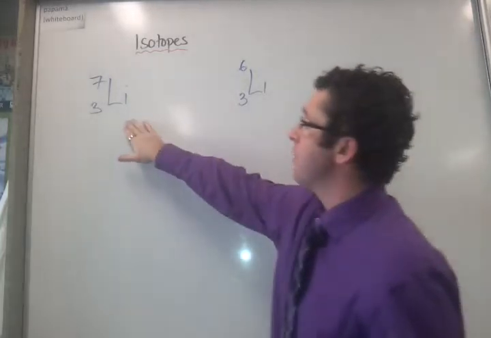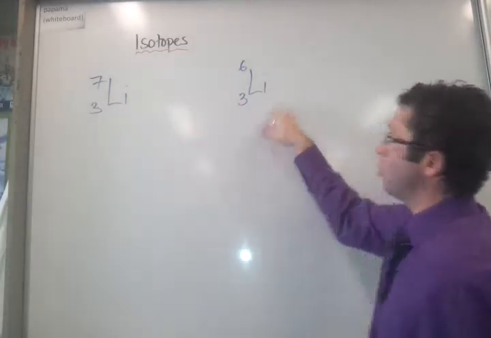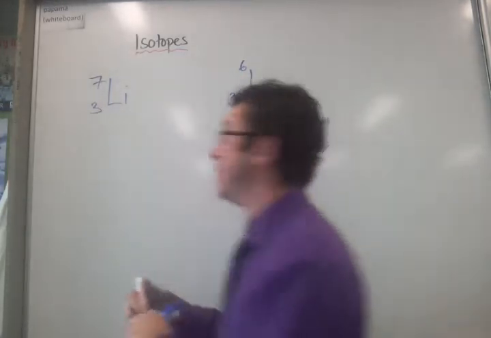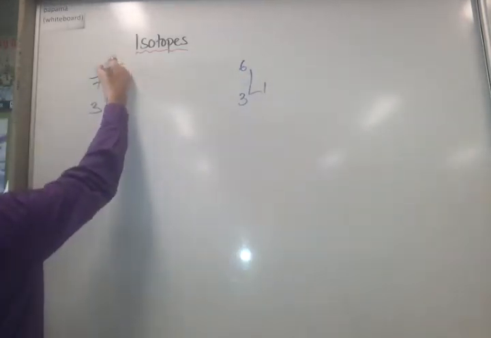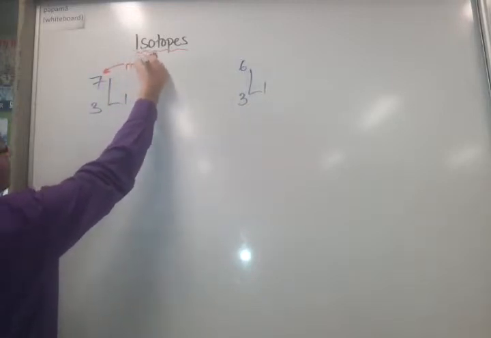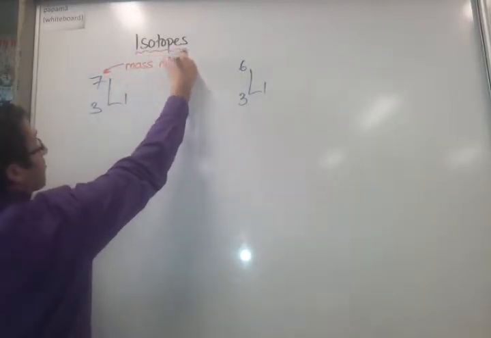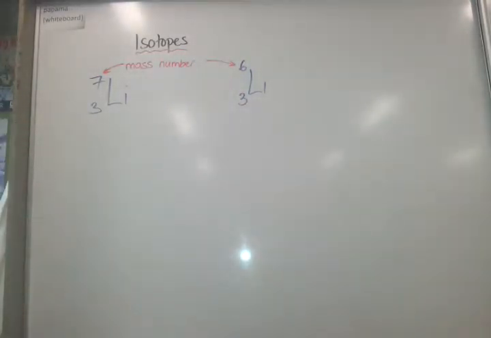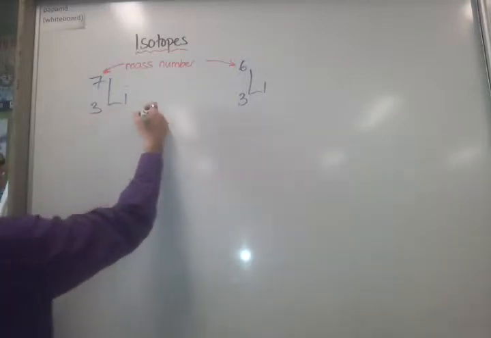So here I've got 2 symbols, or what we call nuclides, for lithium. The number at the top, the bigger number, is what we call the mass number. The number at the bottom is the atomic number, so it's where I would find it on the periodic table.